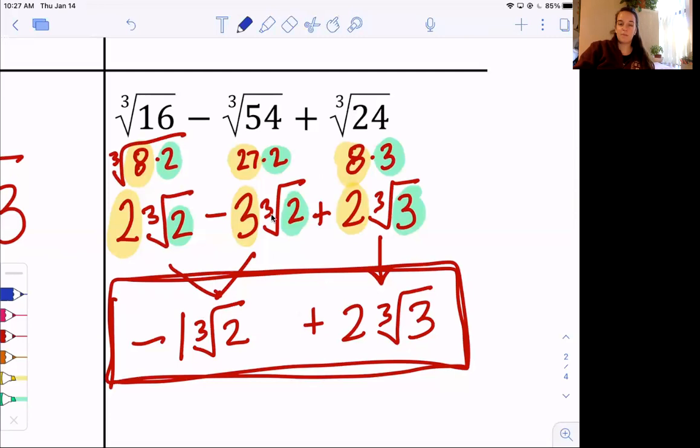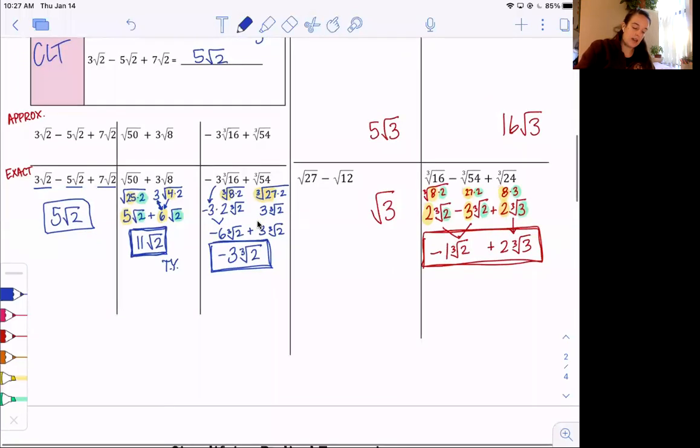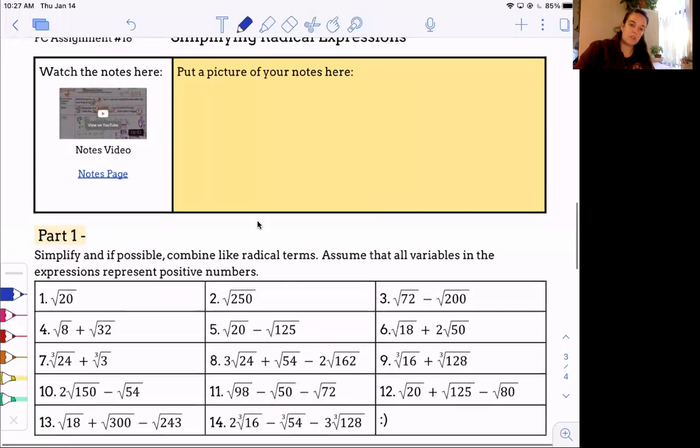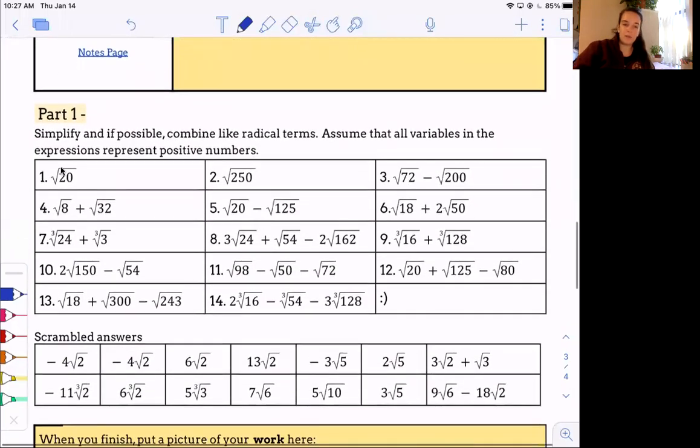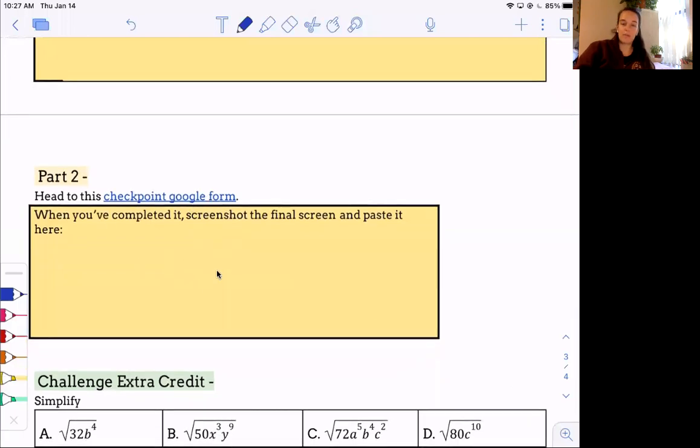Cool. Okay. For your assignment today, you're going to put in your notes. You have 14 problems here to practice. I know 14 is more problems than we have been doing, but they are shorter problems. Like this first one will take you like 10 seconds. So I want us to get some good practice. The answers here are scrambled. Don't try to do them in order. They won't work.